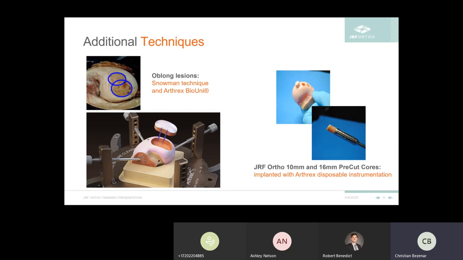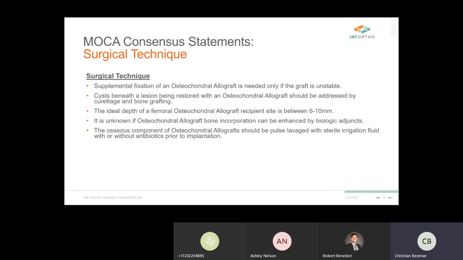JRF also supplies pre-cut osteochondral cores. Those are still fresh, viable, cold stored grafts. They come in 10 and 16 millimeter pre-cut sizes. That's as close as we get in this arena to an off-the-shelf option. Those are implanted with disposable Arthrex instrumentation, so it really cuts the surgical intervention down to just creating the socket in the patient, trimming the core to the depth necessary, and then implanting it with the disposable Arthrex instrumentation.